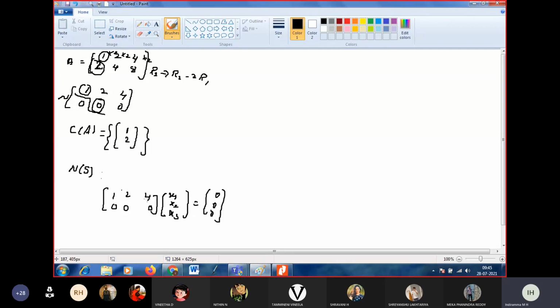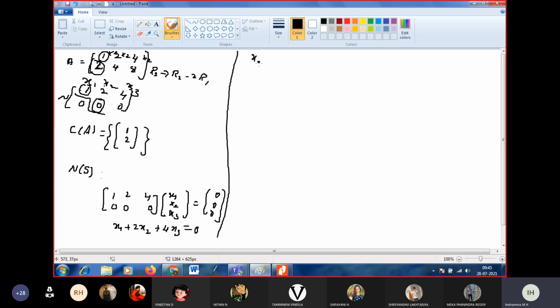First row: x1 plus 2x2 plus 4x3 is equal to 0. Since the column containing x1 has the pivot element, and the columns containing x2 and x3 do not contain a pivot element, x2 and x3 are the free variables. We have to choose values for x2 and x3 both. Correct?